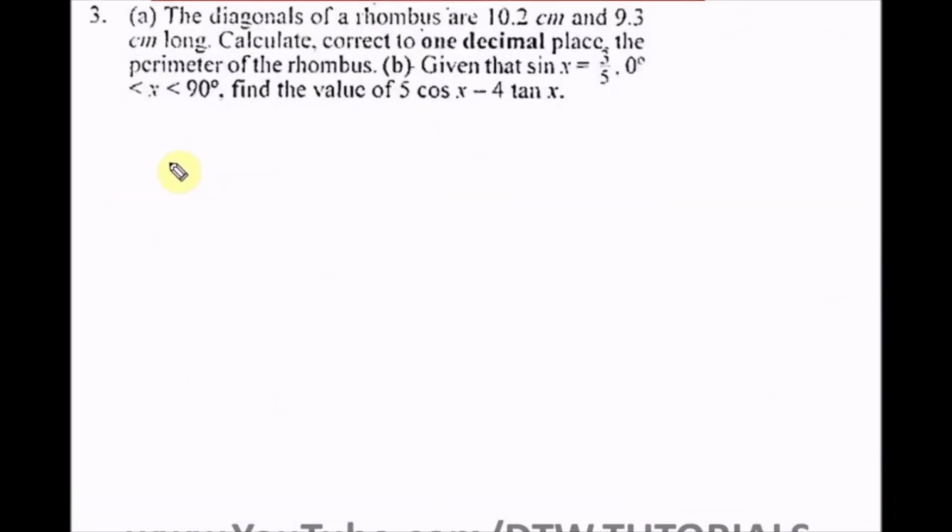Question 3A of the WASSCE 2018 Mathematics Theory question. It says the diagonals of a rhombus are 10.2 centimeter and 9.3 centimeter long. Calculate correct to 1 decimal place the perimeter of the rhombus.